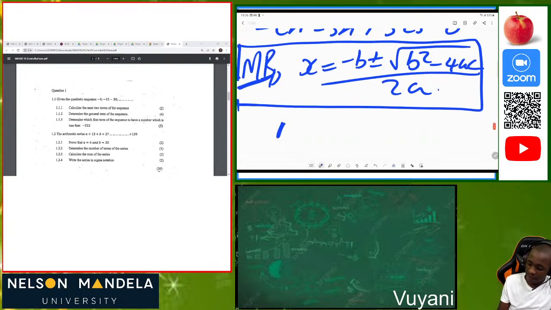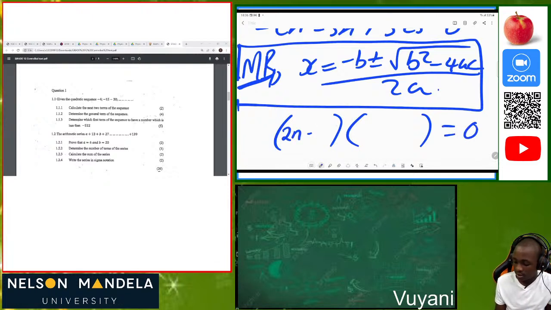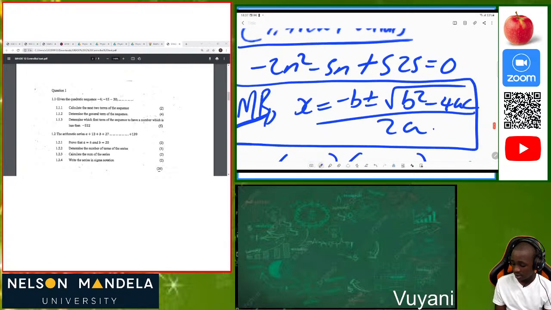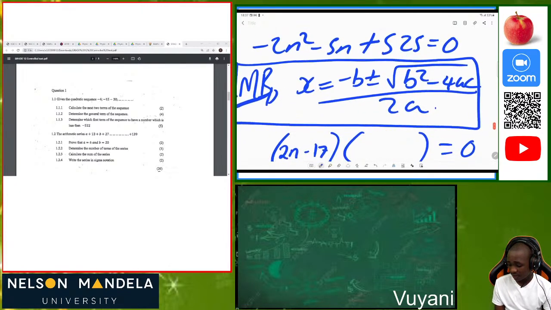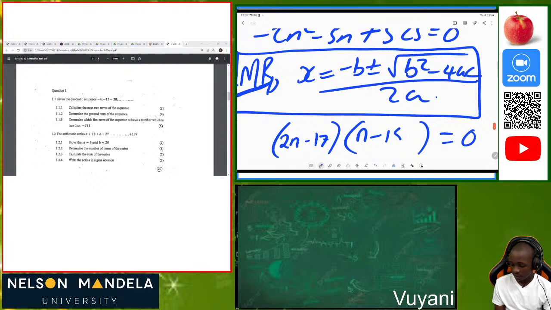We must have two brackets equal to 0. The one must be 2n minus 17. Please correct me if I'm wrong. Then the other one must be n minus 15. This one must be plus. But let me double check that on my calculator. Also, please use your calculator so that you can assist each other.